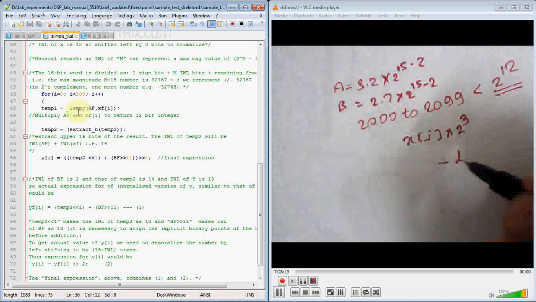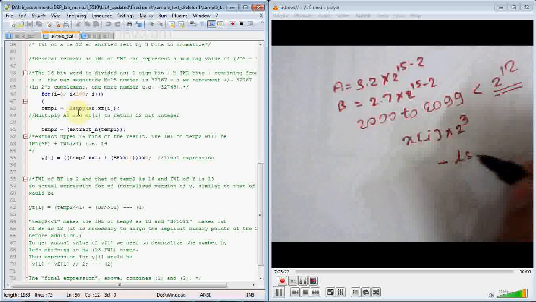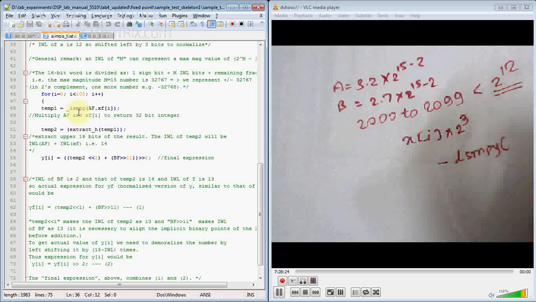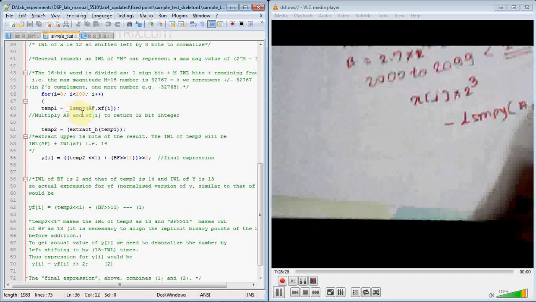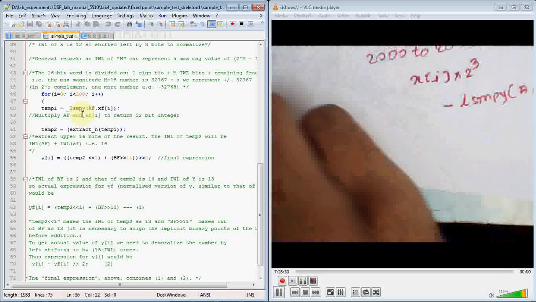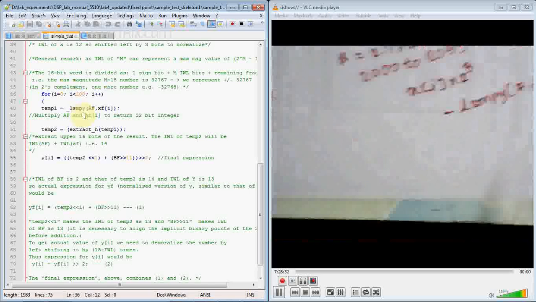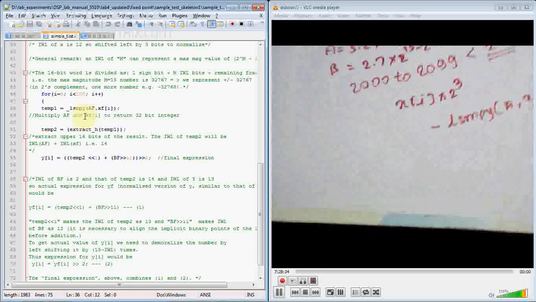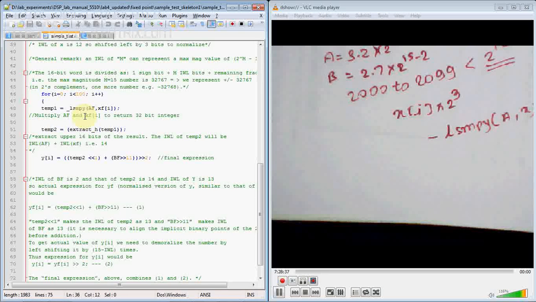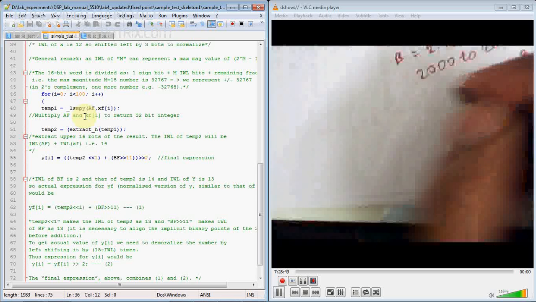So this function, LSMPY, which stands for left shift and multiply. This function does multiplication, and left shifts the result by 1 digit to drop the extra sign bit, which is generated when you multiply two signed digits.